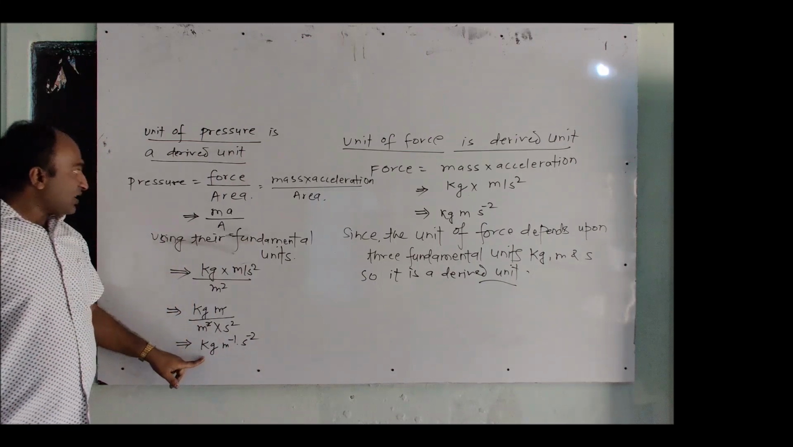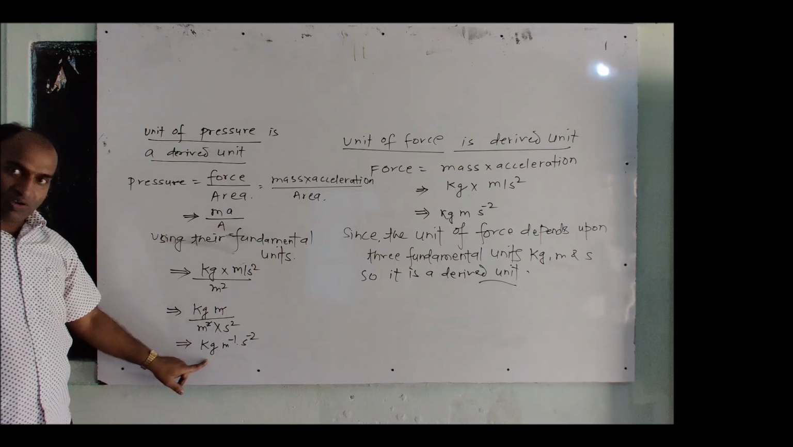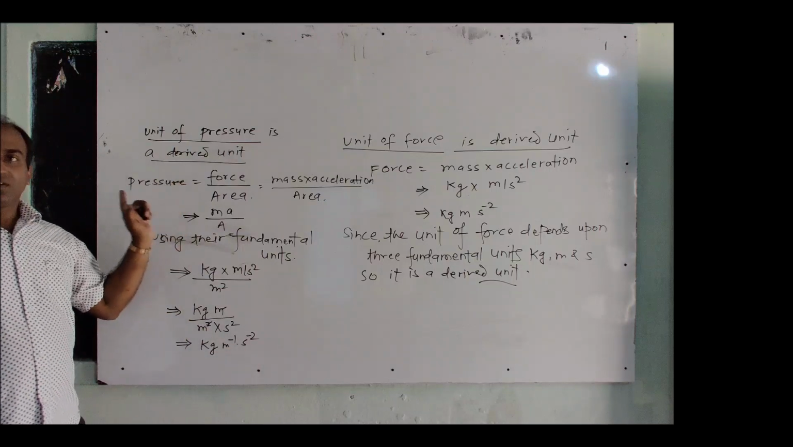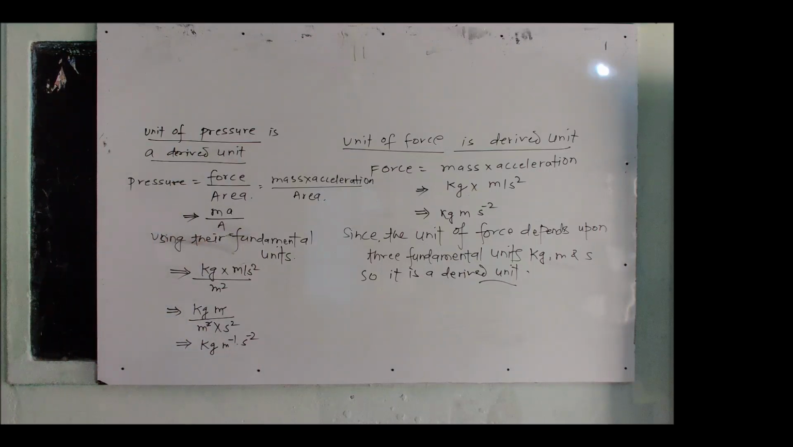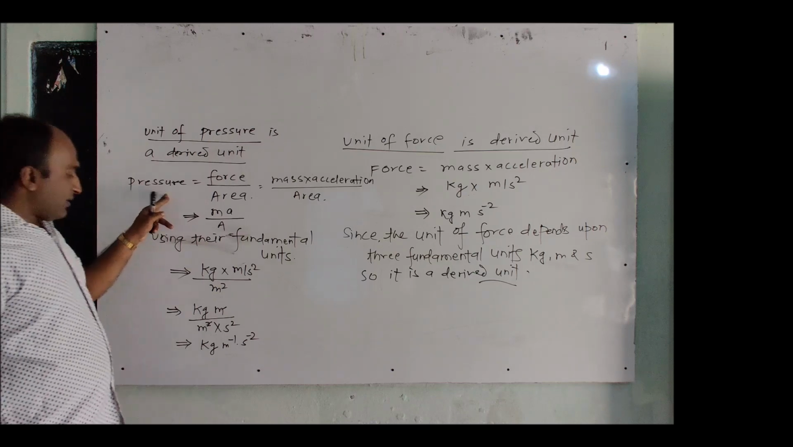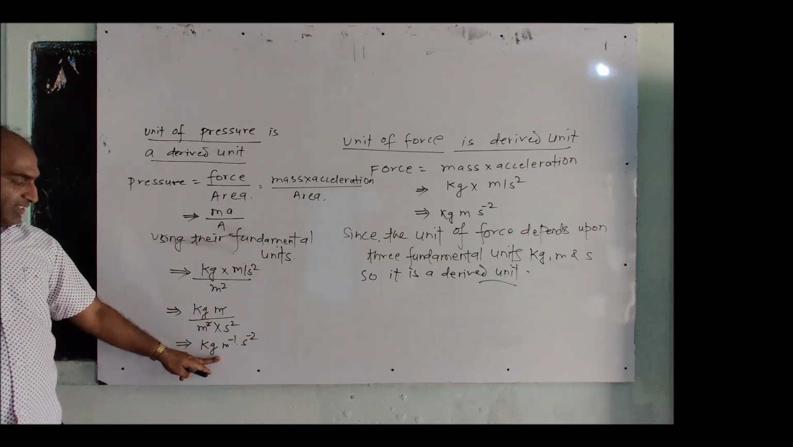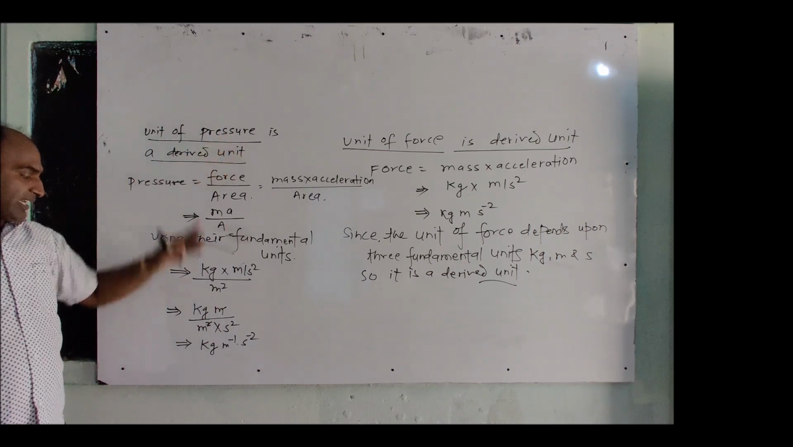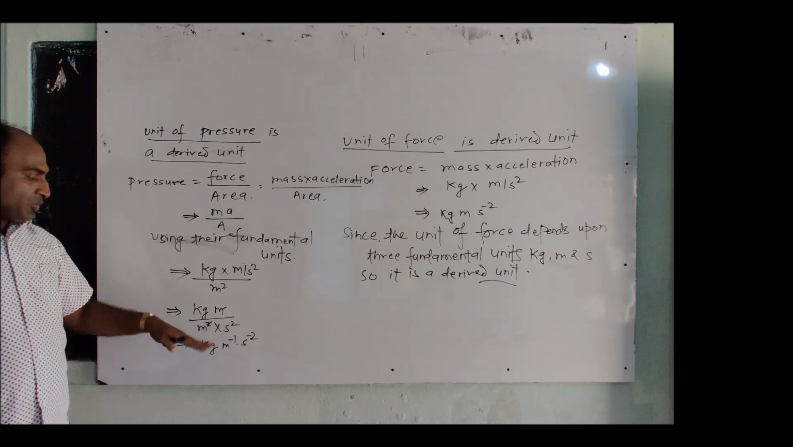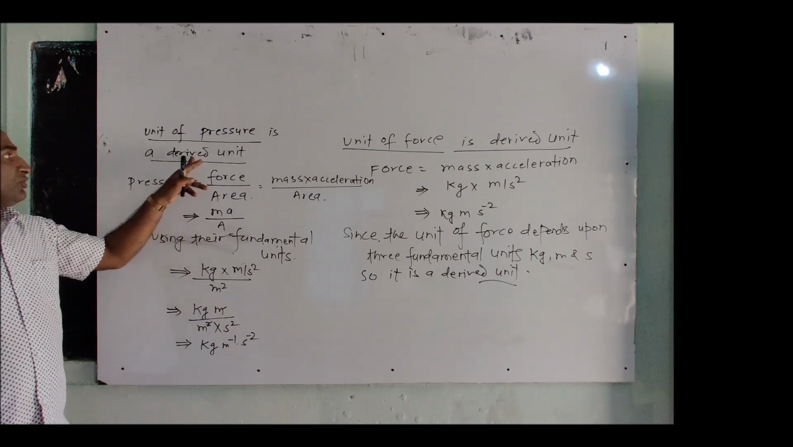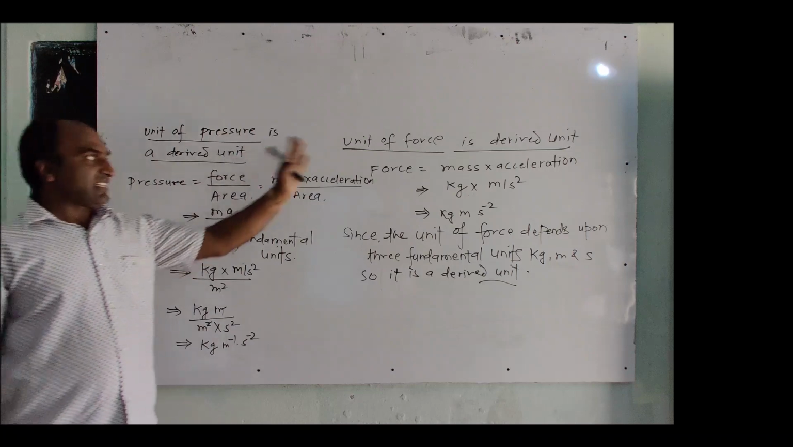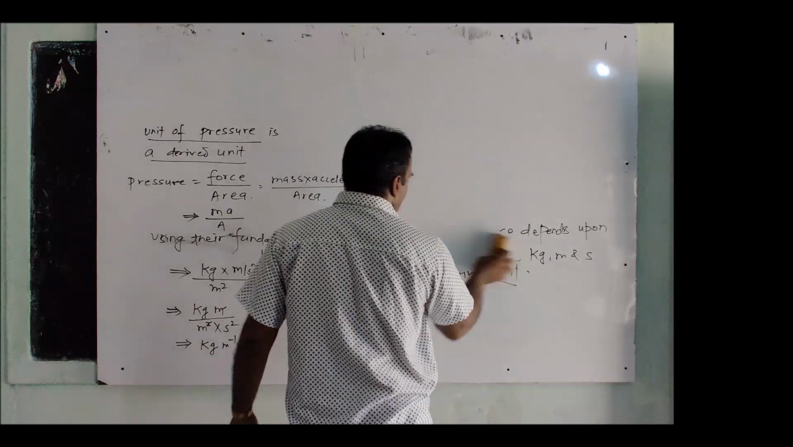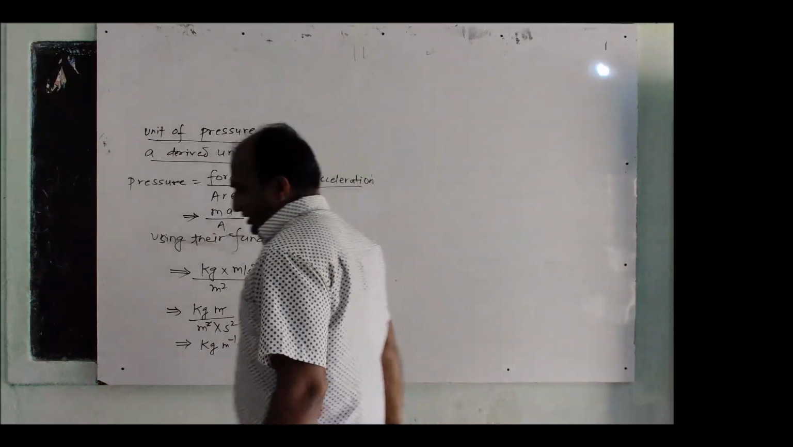This shows that the unit of pressure depends upon three fundamental units: kilogram, meter, and second. Therefore, it is also a derived unit. So, in this way, we can find what type of physical quantities are involved in a given physical quantity, and what type of units are involved in the unit of pressure, force, and acceleration in this topic.